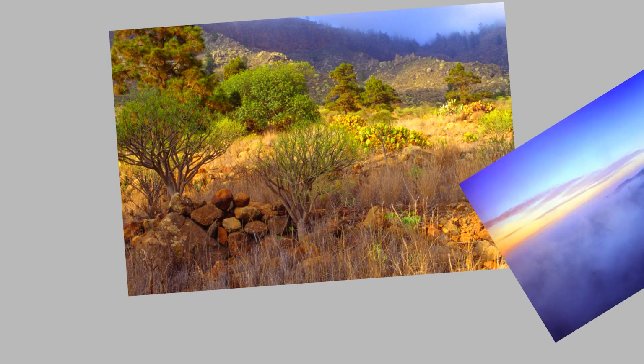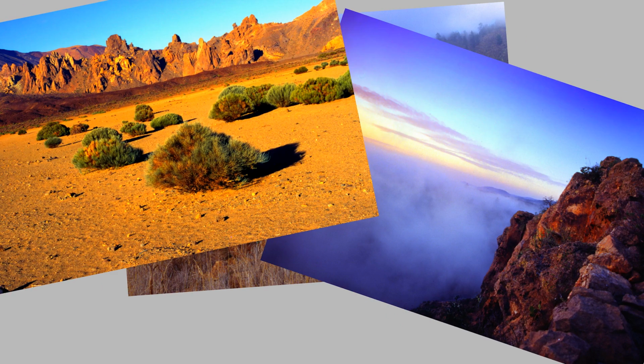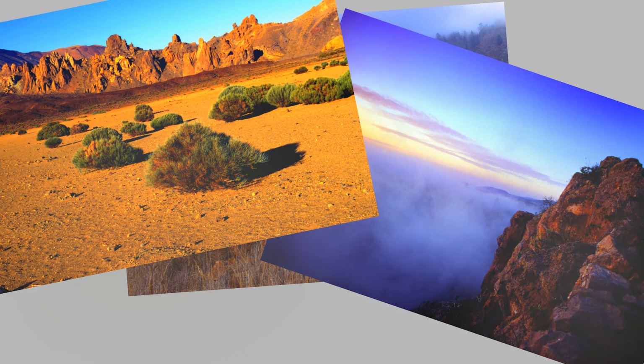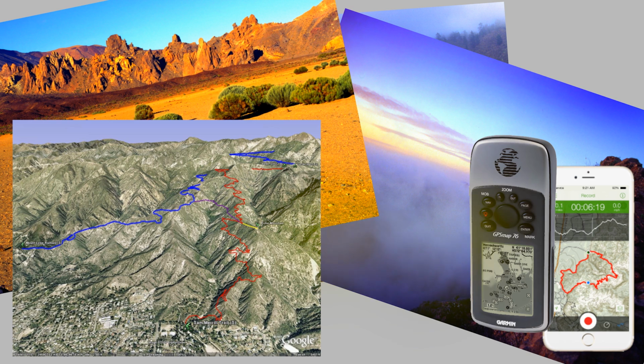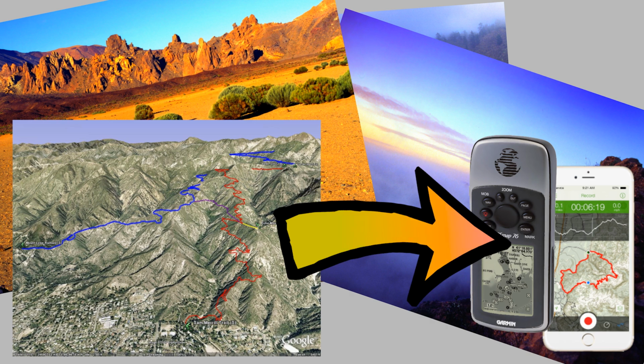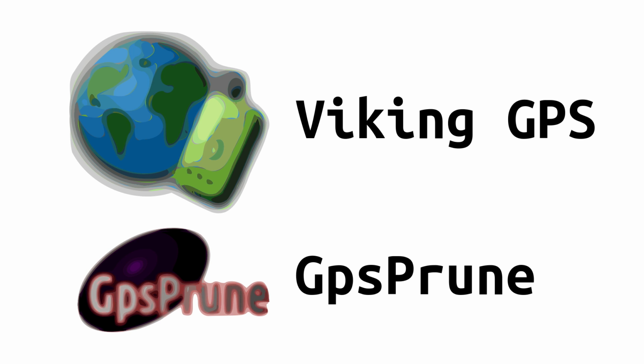There are a lot of nice places to explore. You get a lot of tips and hikes, but it is hard to get all these suggestions in a bunch of routes. This is about how I do the planning of a trip, from selecting interesting spots to a collection of tracks for my cell phone. The software I use is Viking GPS and GPS Prune.